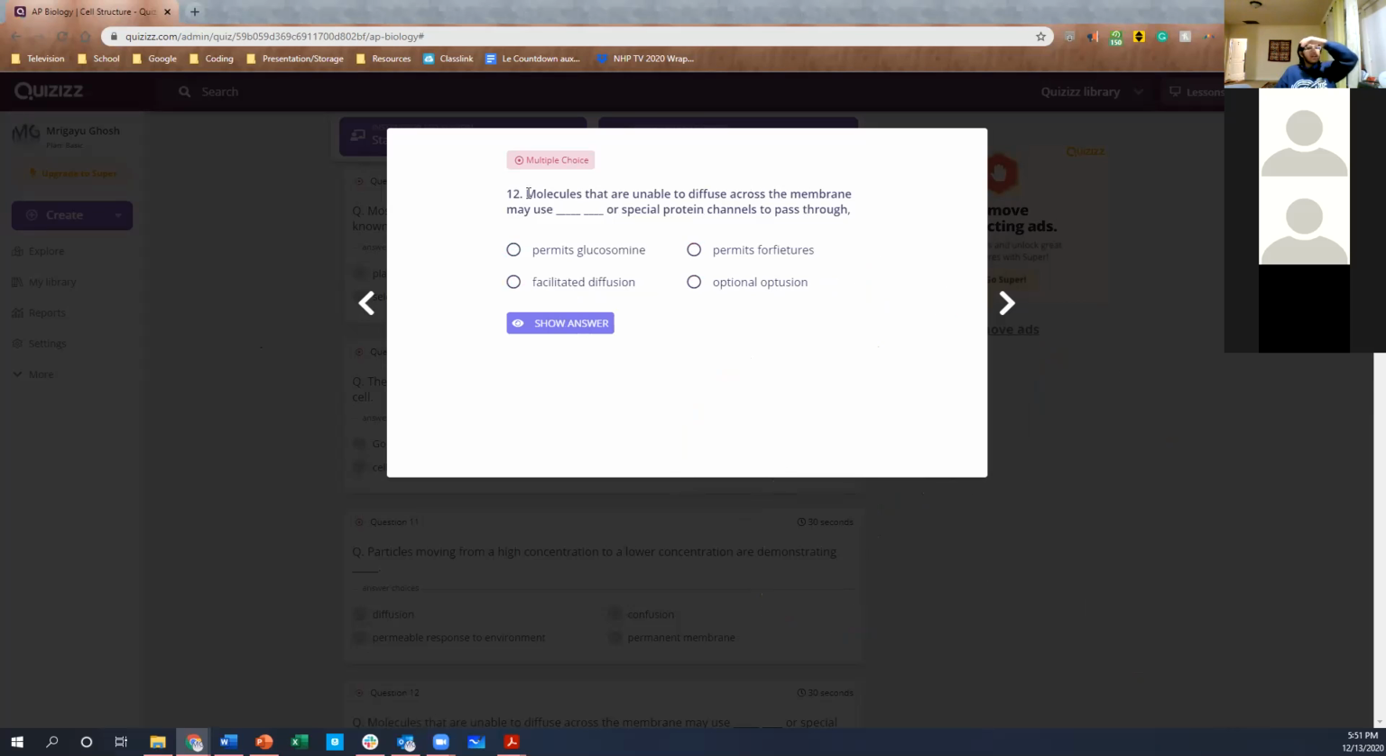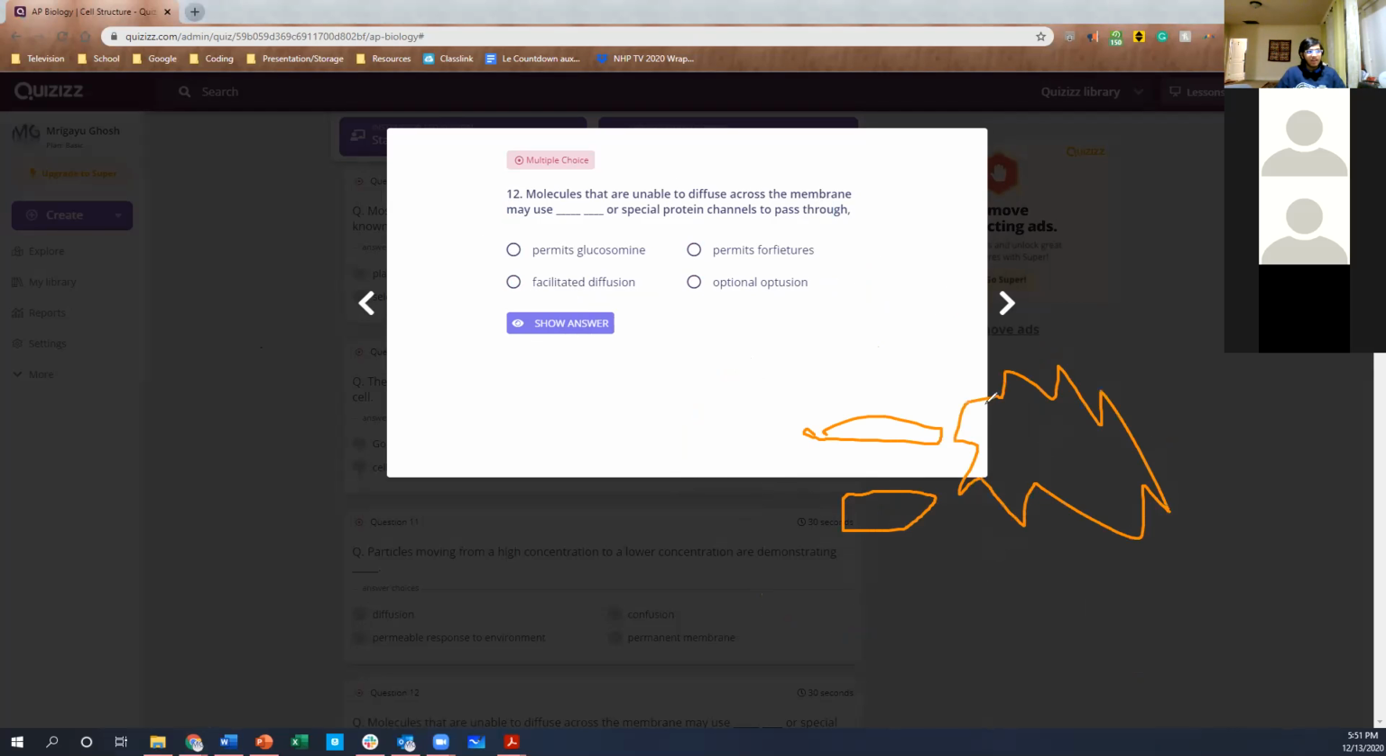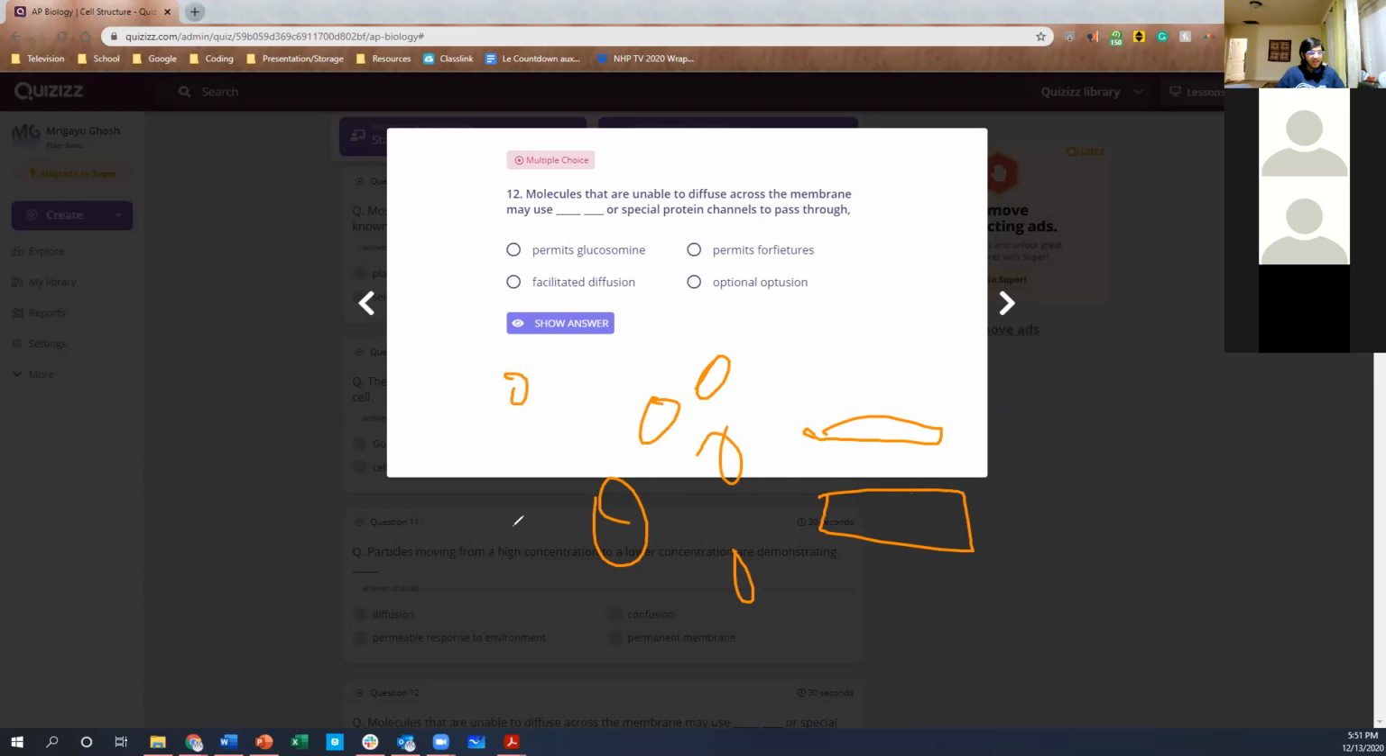Okay, molecules that are unable to diffuse across the membrane may use blank or special protein channels to pass through. Facilitated diffusion, right? Just because there's a protein in the membrane doesn't automatically mean that it's active transport. The only time you should assume active transport is if you see that little lightning looking thingy with ATP inside, because it means it uses energy. If not, if you see a protein and a bunch of particles on this side and like 2 particles on this side going through, that's facilitated diffusion. The protein is facilitating, making it easier for these particles to go through. Okay, all right, so it should be facilitated. Good. All right, next question.